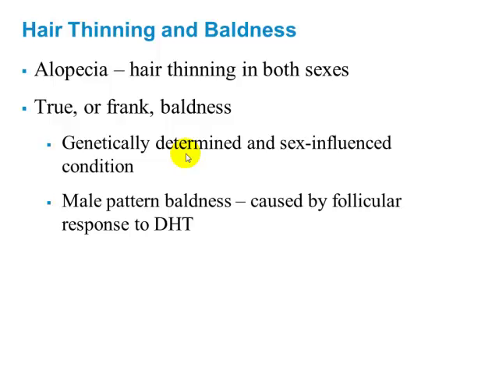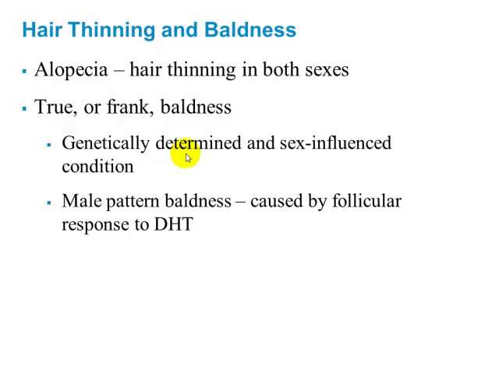Alopecia, there is a genetic form called alopecia universalis, which leads to there being no body hair at all, including eyebrows and eyelashes, which is actually quite problematic. There's something called alopecia areata, and this is more of a stress-induced alopecia where people lose their hair in patches. There are alopecias where it's just an overall thinning of the hair. And then there is true or frank baldness.